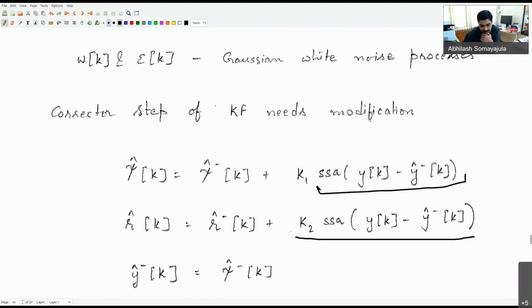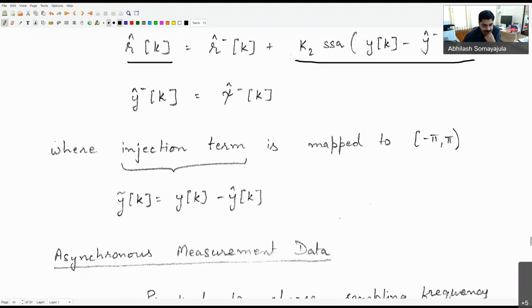Similarly for the Y as well, the R as well. So just to show that this smallest sine angle is quite an important feature when we are looking at practical implementation, which needs to be considered. Okay, so the main idea is that whatever this injection term is, y minus y hat, when they are both angles, we have to make sure that it is mapped onto the unit sphere, and then it is mapped back into the feedback system.